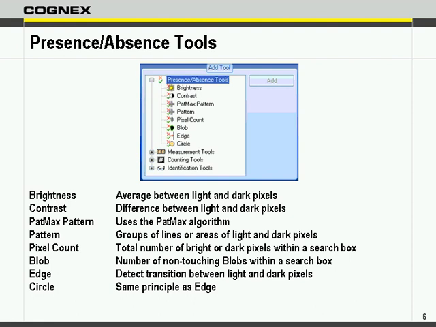Then we have the edge tool, which is just detecting the transitions between edges, light and dark pixels. If we have that, then we do have an edge presence. And the same with the circle, detecting change between light and dark pixels to determine an edge.